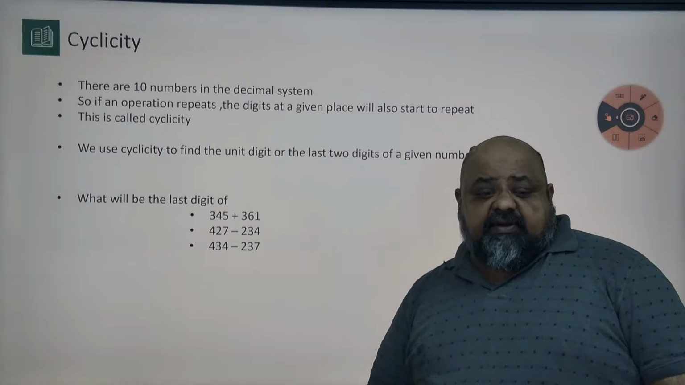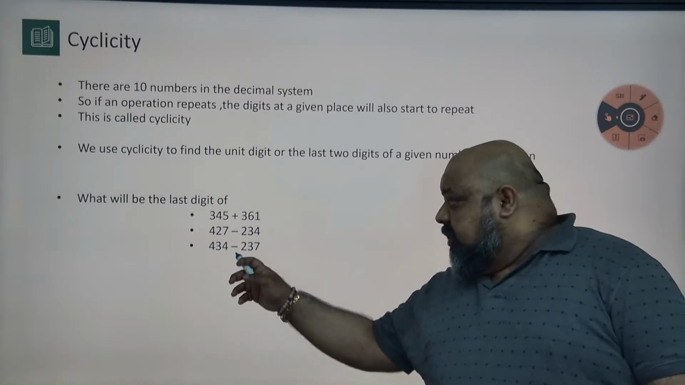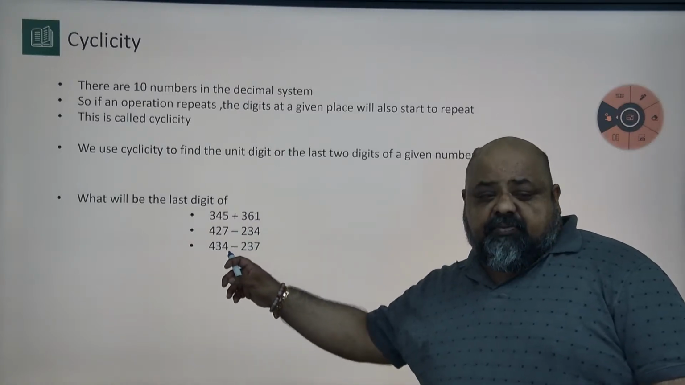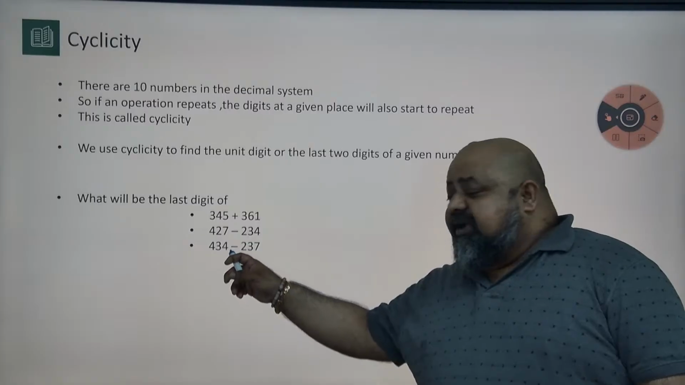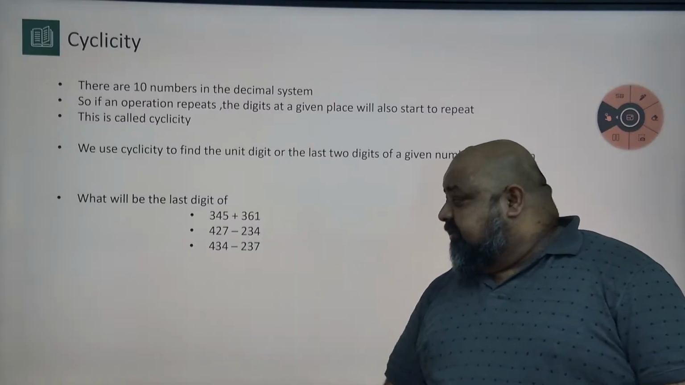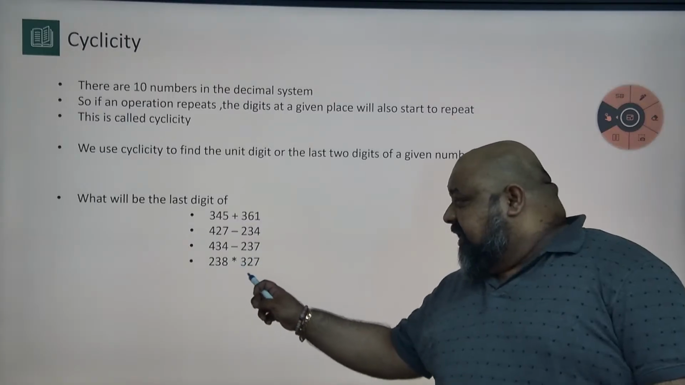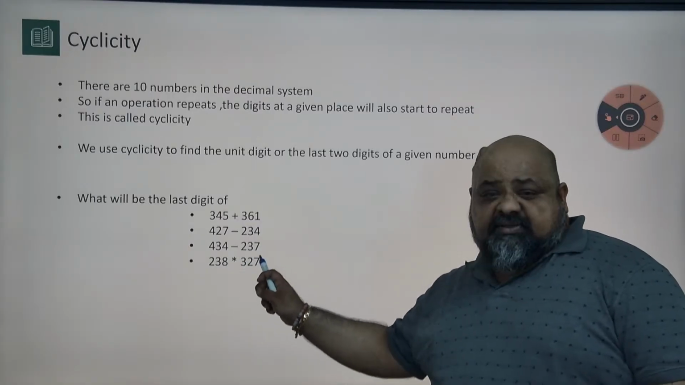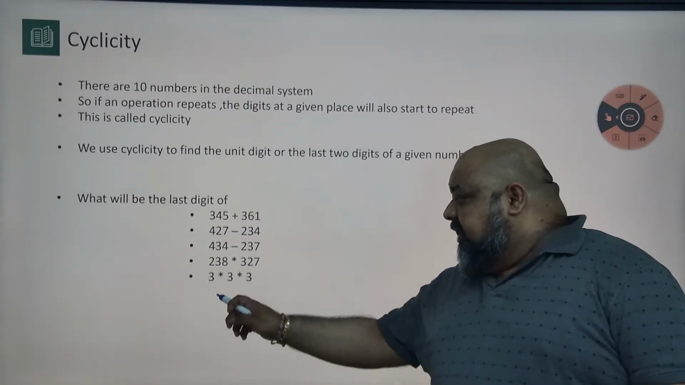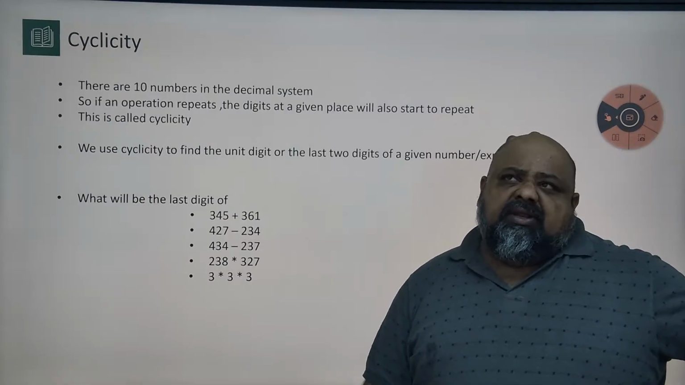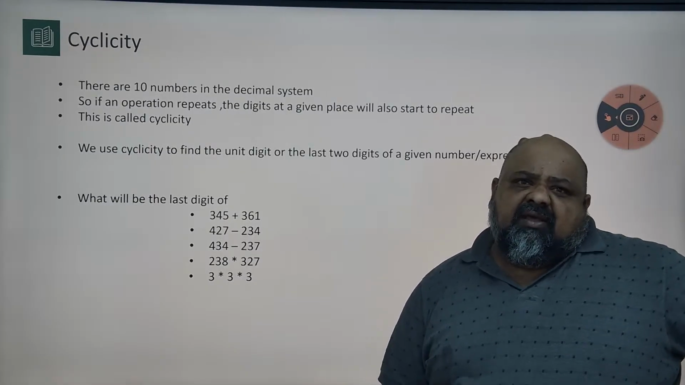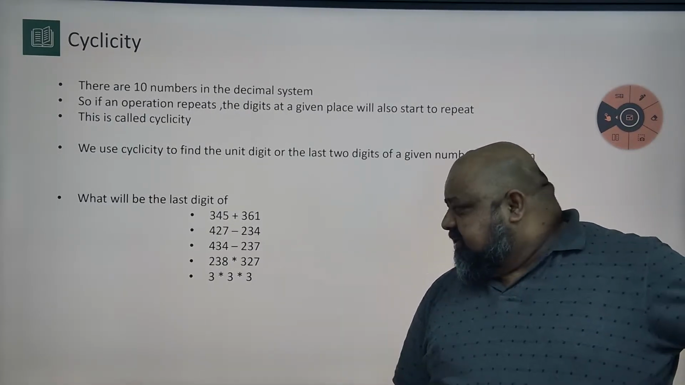434 minus 237. Now I have to subtract 7 from 4, which is not possible. So I carry forward, make it 14. 14 minus 7 will give me 7. 238 into 327. Again, just look at the last digits. 8 sevens are 56. So 6. Or 3 into 3 into 3: 3 threes are 9, 9 threes are 27. 7 will be the last digit.